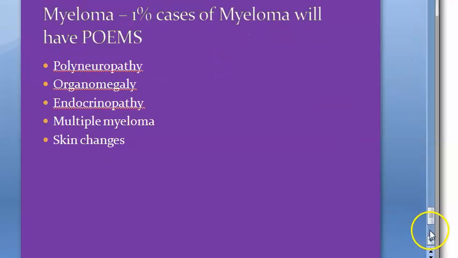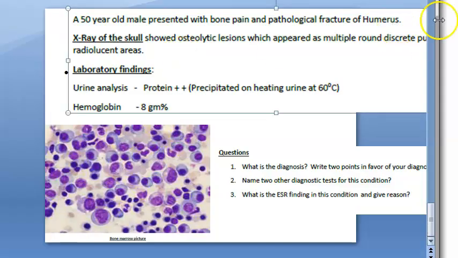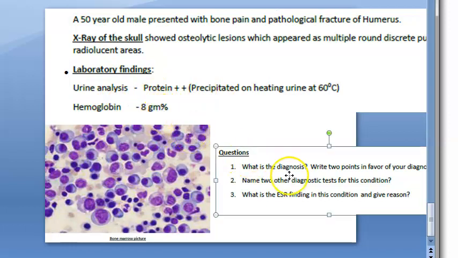I think that's enough. We have given you a lot of information. Going back to the case, now you'll be easily able to answer this. So a 50-year-old male presented with bone pain and pathological fracture of the humerus. X-ray of the skull shows punched out radiolucent areas. Laboratory findings, you have urine analysis. Proteins are high. Hemoglobin, they have not mentioned here, but definitely it will be a normocytic, normochromic kind of anemia. What is the diagnosis?